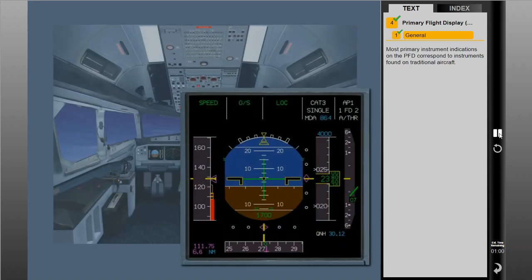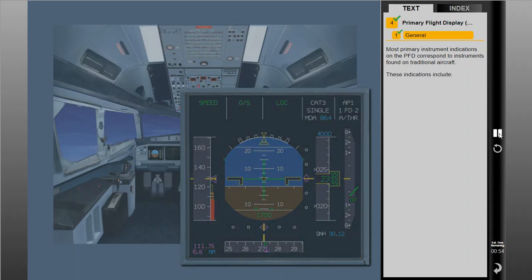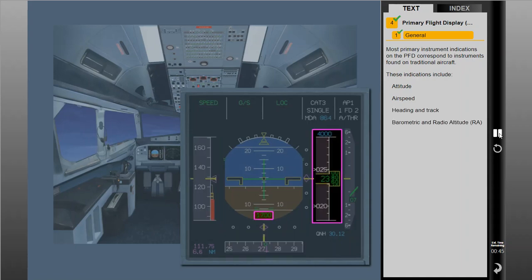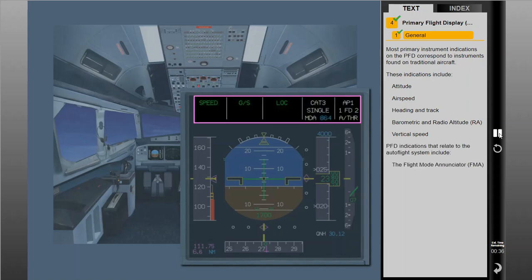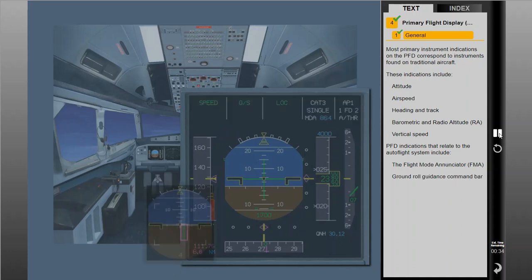Most primary instrument indications on the PFD correspond to instruments found on traditional aircraft. These indications include attitude, airspeed, heading and track, barometric and radio altitude, and vertical speed. PFD indications that relate to the autoflight system include the Flight Mode Annunciator, or FMA, a ground roll guidance command bar, and the flight director command bars.